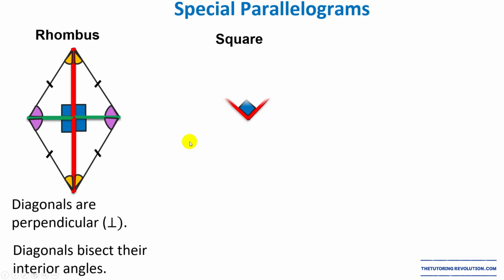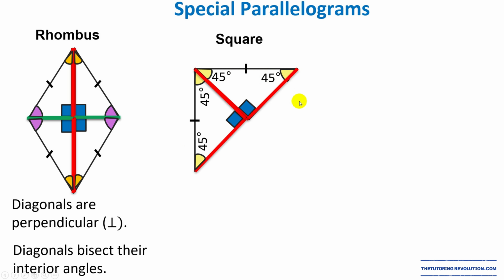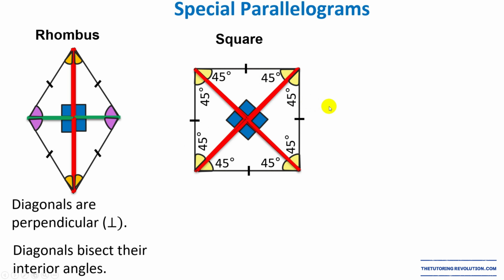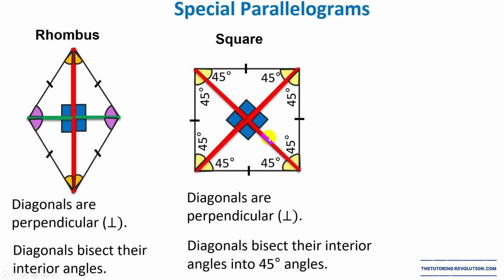Now for the square, we can put 4 right triangles together, but these right triangles will have these 2 angles measuring 45 degrees each. So we have 1, 2, 3, and 4. So we can see that diagonals are perpendicular, and the diagonals bisect the interior angles. Each one will measure 45 degrees, right? As we can appreciate that. This diagonal is bisecting this angle. So the 90 degrees are bisecting into 45, 45.